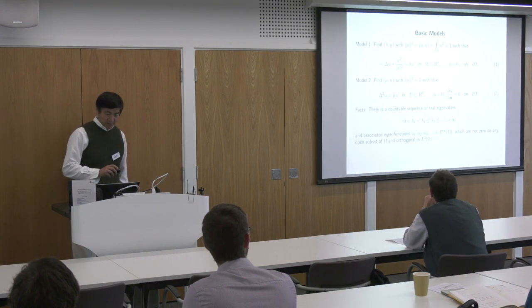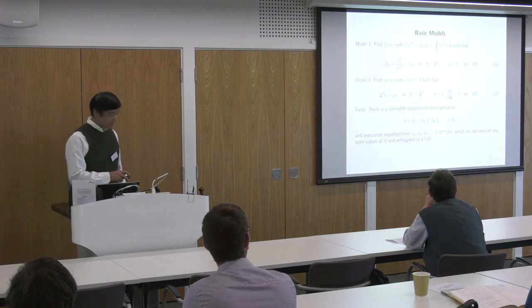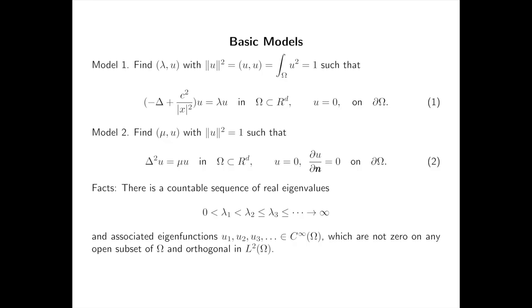Okay, the basic model I will consider here: we have the so-called Schrodinger operator with an inverse square potential. If C equals zero, that's the Laplacian, and also the bi-harmonic model. But I will concentrate on this model, and the same theory applies to bi-harmonic and related models. This is well known in the math field: do you have an infinite number of lambda? The first is a single eigenvalue, a single eigenmode, and later on there may be some multiple eigenmodes.